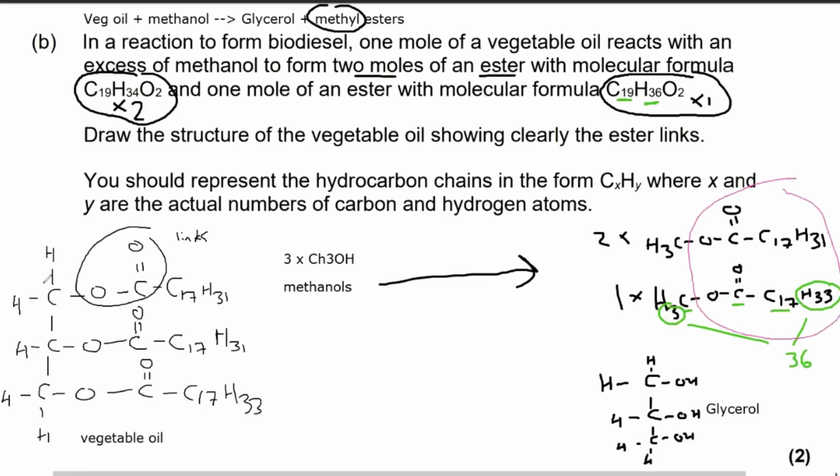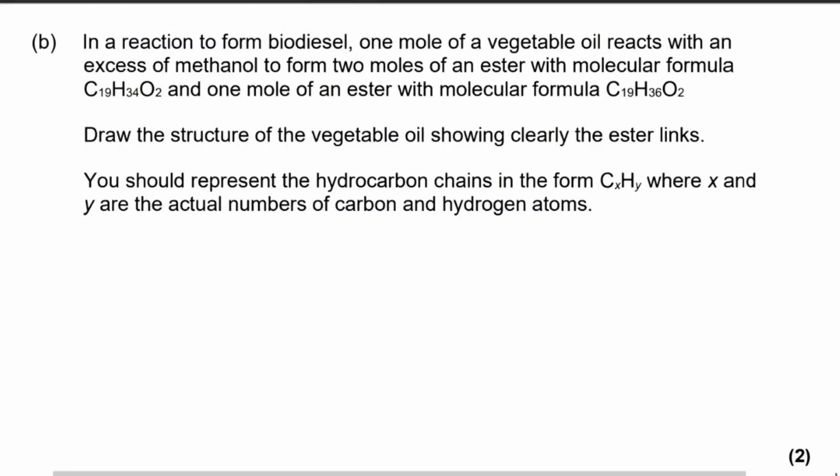Okay, yeah, there's our ester link. We've clearly shown that, which was part of the question. So there you go. That's 2 marks for our vegetable oil, 1 mark for the ester links, 1 mark for the correct carbon hydrogen numbers on those 3 chains. Okay, let's move on.